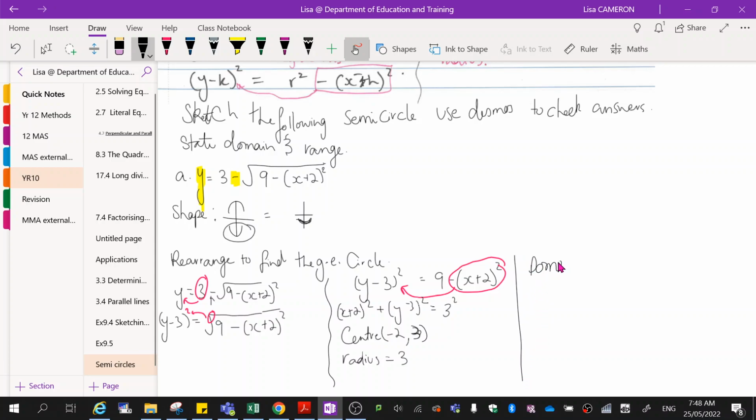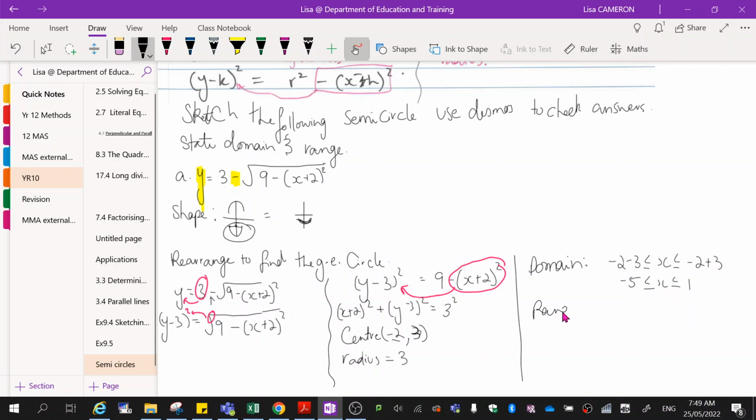So domain. Now, we've already interpreted that it's going to look like this, meaning that we're going to go from the centre, we're going to go left, and we're going to go right. So our domain for this, if the centre of the circle's x coordinate is -2, our radius is 3, so we're going to do -2 minus 3, and we're going to do -2 plus 3. That will make our domain -5 to 1.